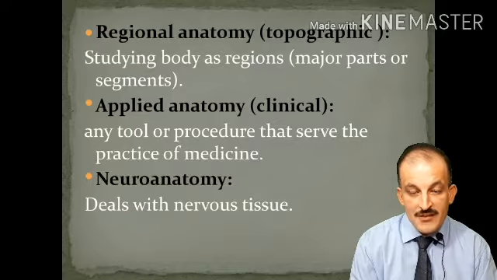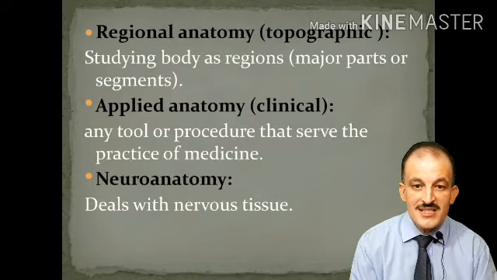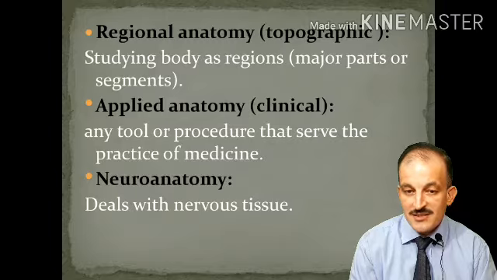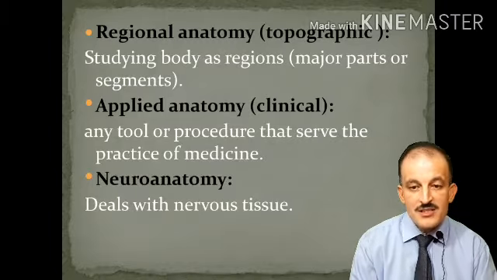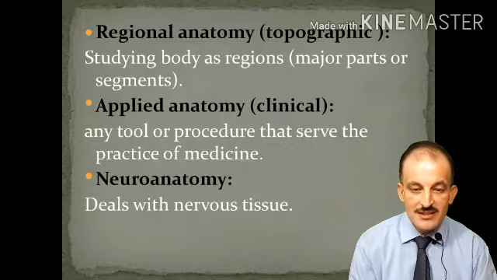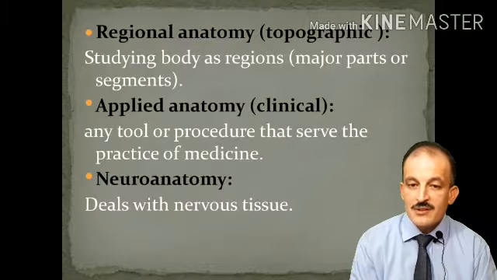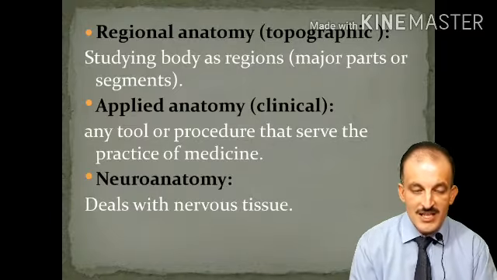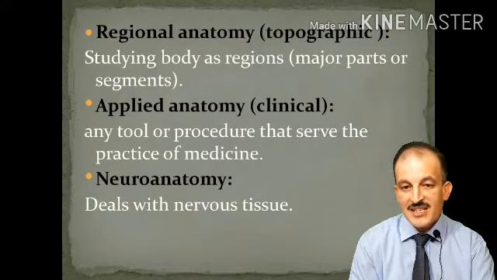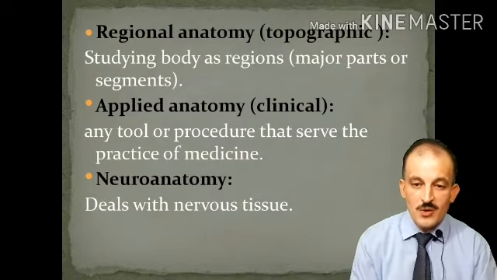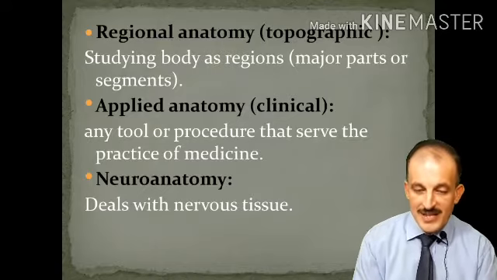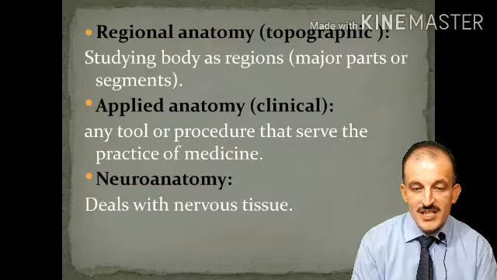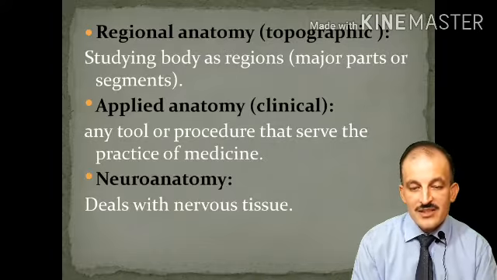Regional anatomy, other name topographic anatomy, means studying or dividing the human body structures by regions. Regions means major parts or segments, for example, abdominal region, neck region, face region, axillary region, etc. Applied anatomy, other name clinical anatomy, is any tool or procedure that serves clinical practice or the medical field. Neuroanatomy is another specialized type of anatomy that deals with nervous tissue or the nervous system.